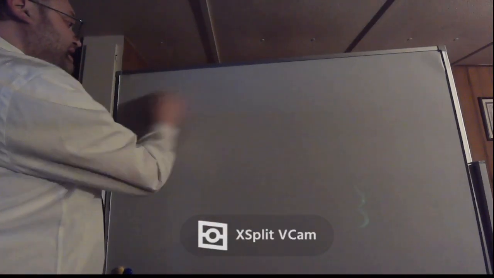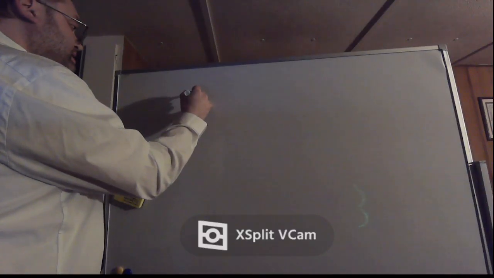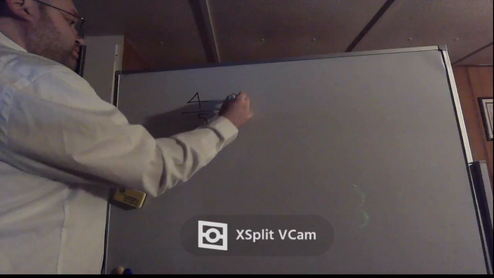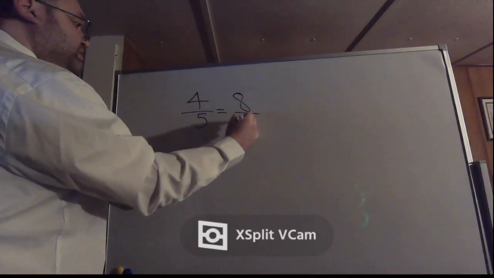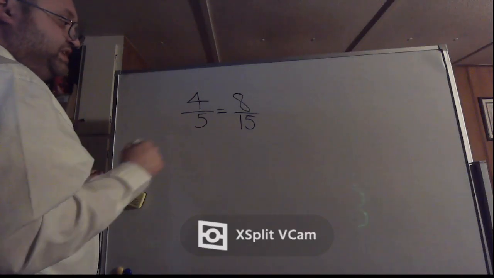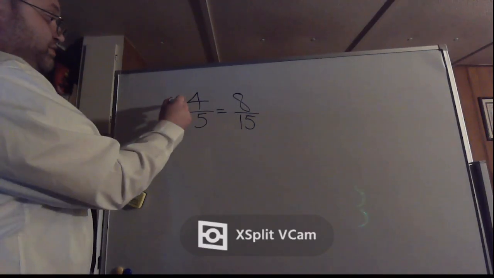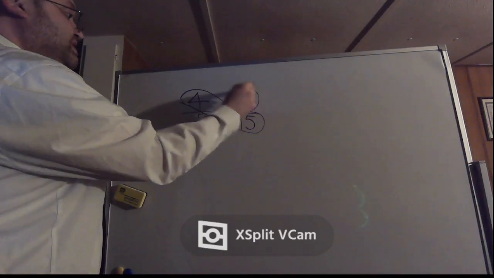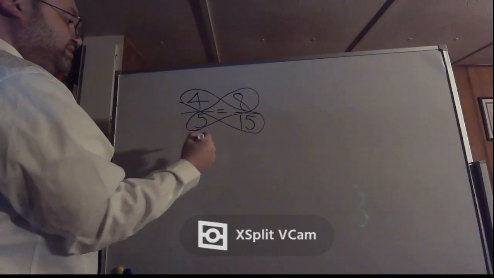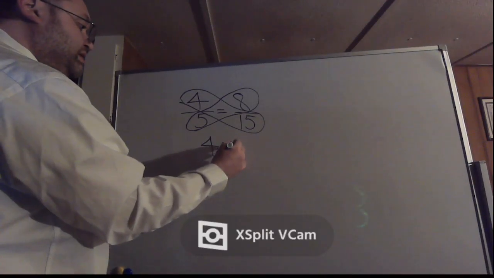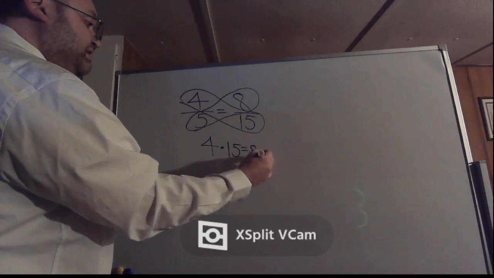But let's say, does 4/5 equal 8/15? We want to find out, does 4/5 equal 8/15? So again, cross multiply. You'll have 4 times 15, and you'll set it equal to 8 times 5.